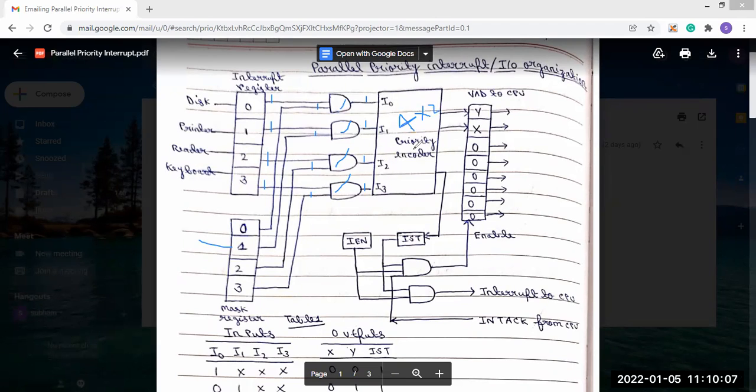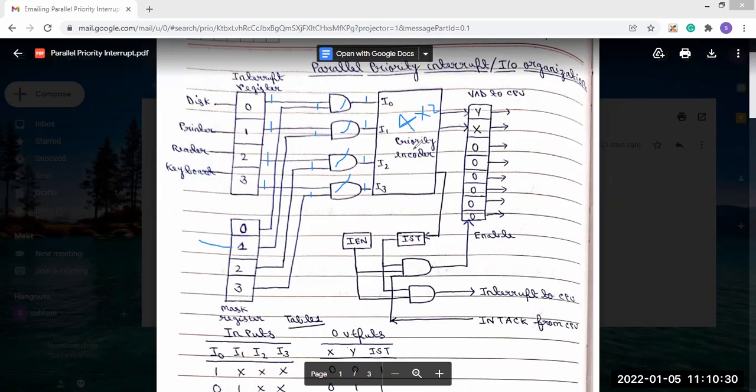And after that, from this priority encoder, the output will be generated. 2 outputs will be generated, named X and Y. And we will get the address of the interrupt service routine. Then the CPU will handle the interrupt.